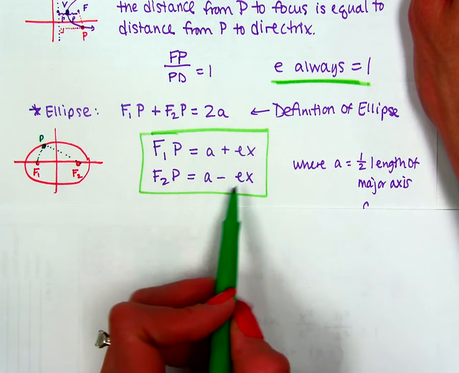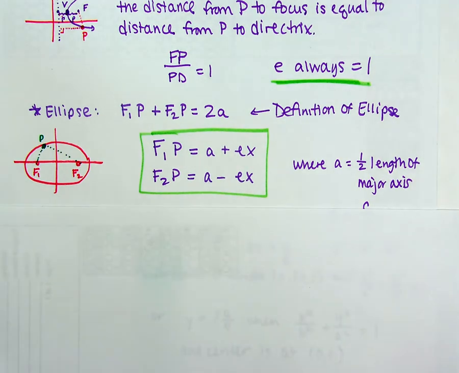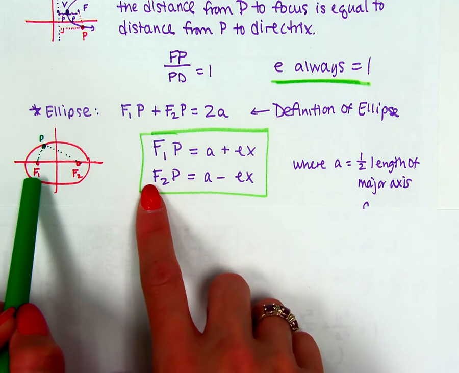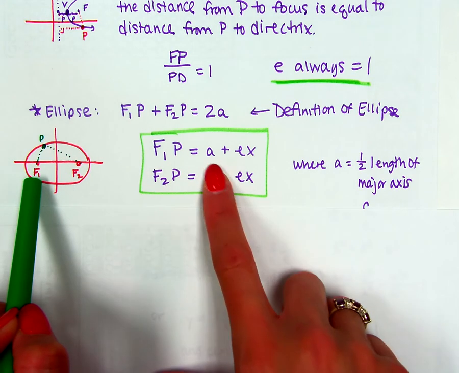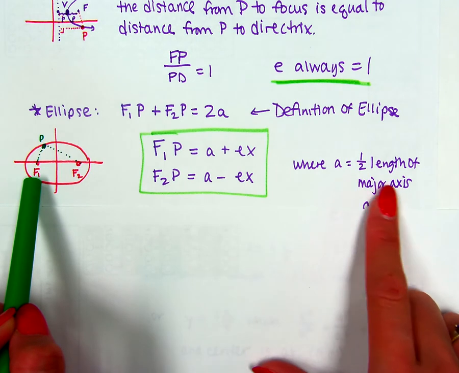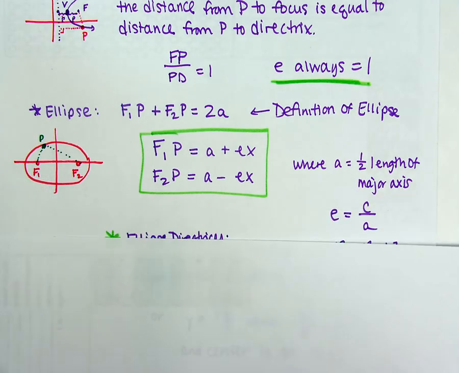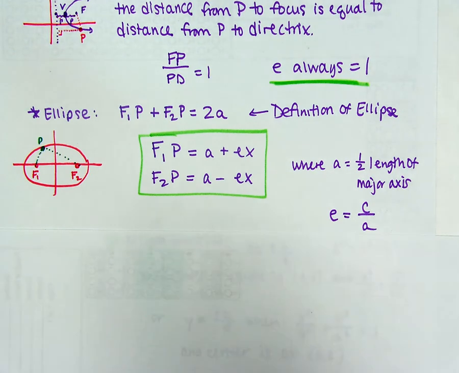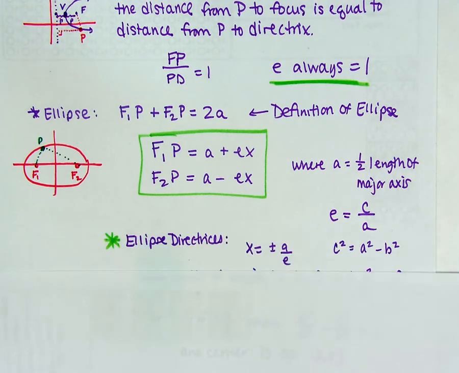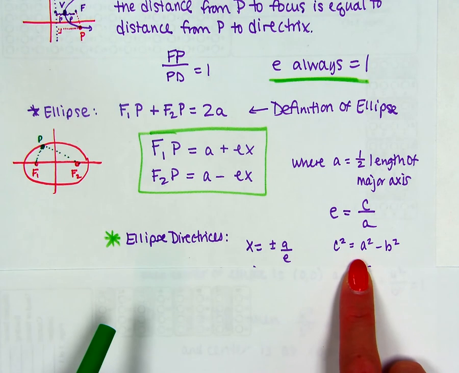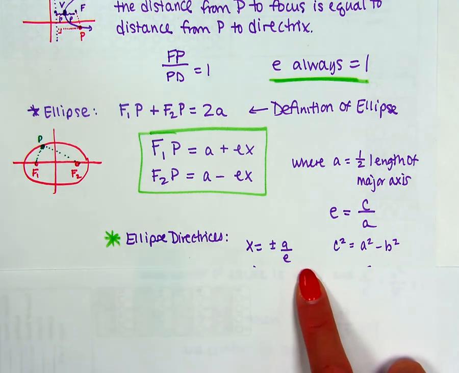All right, so these are two new formulas for you to know. The distance from any point to the first focus is going to be equal to a plus ex. Well, a is half the length of the major axis, right? It's also in this equation, there's our eccentricity equation, c over a. And we know that c squared is equal to a squared minus b squared. Right? This will be new as well.